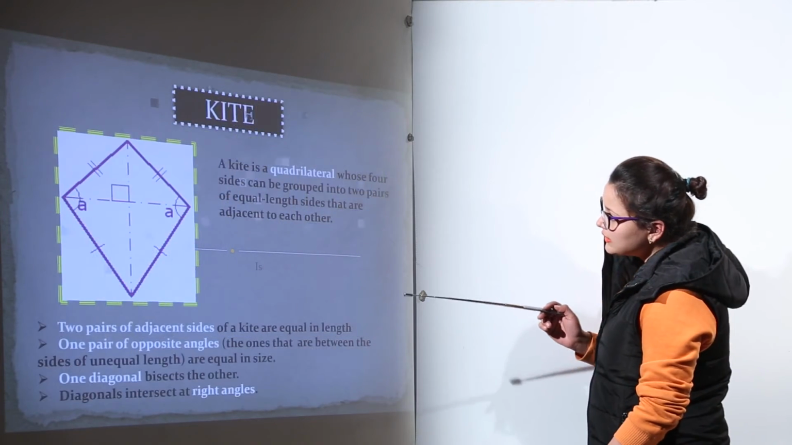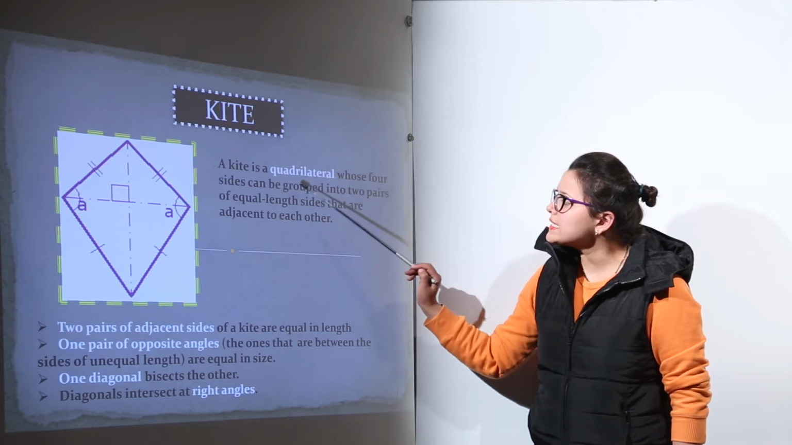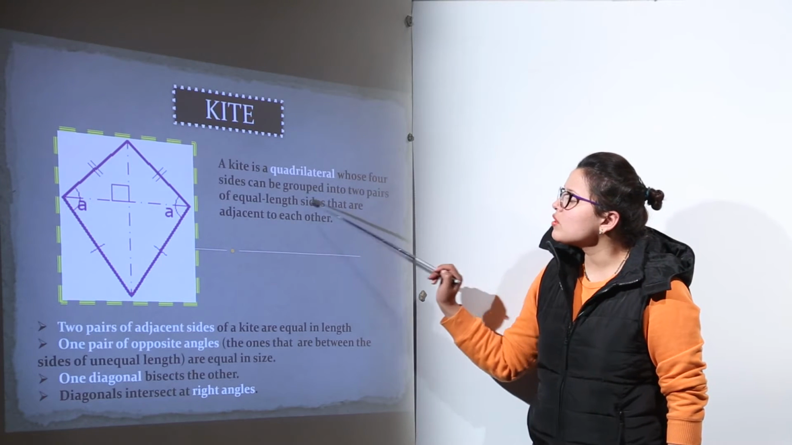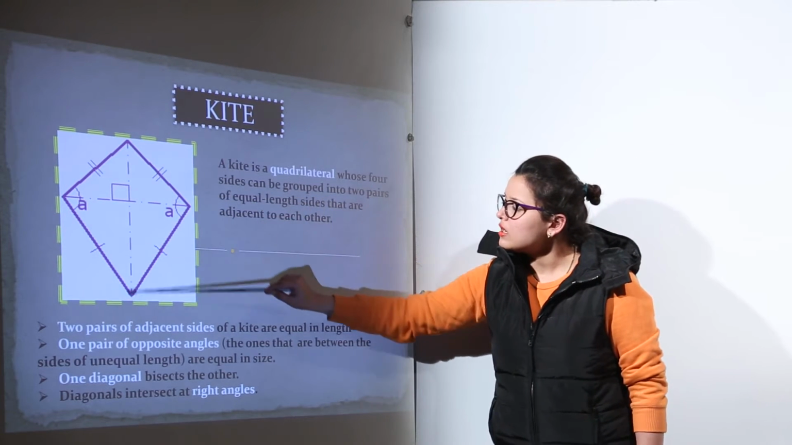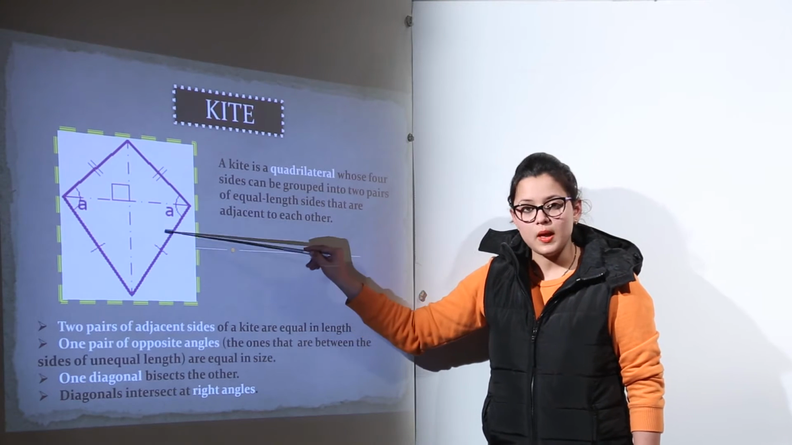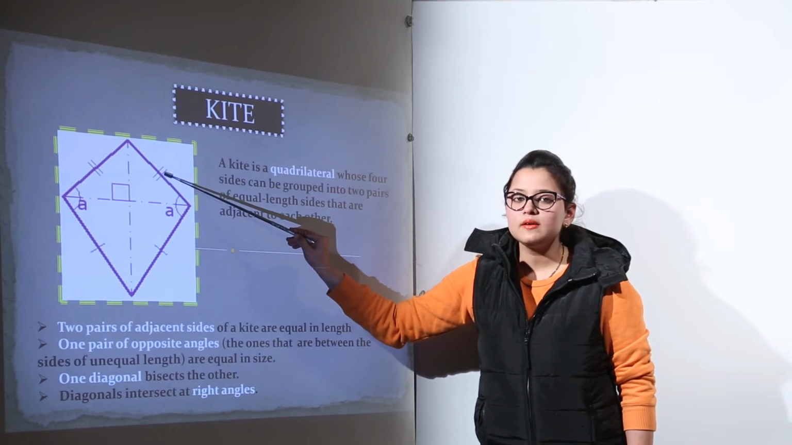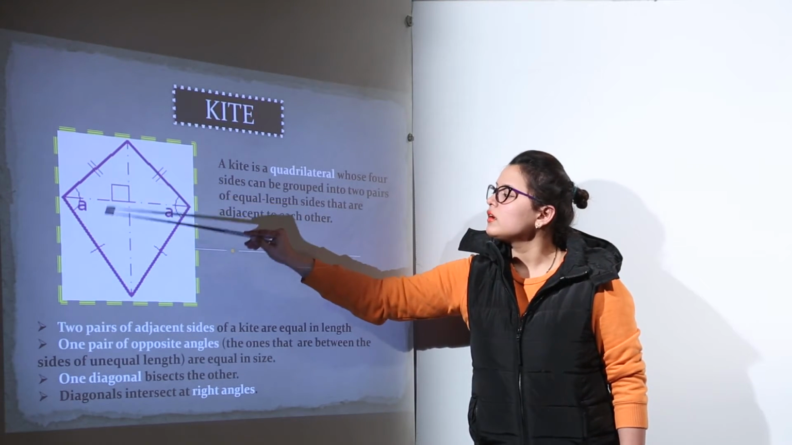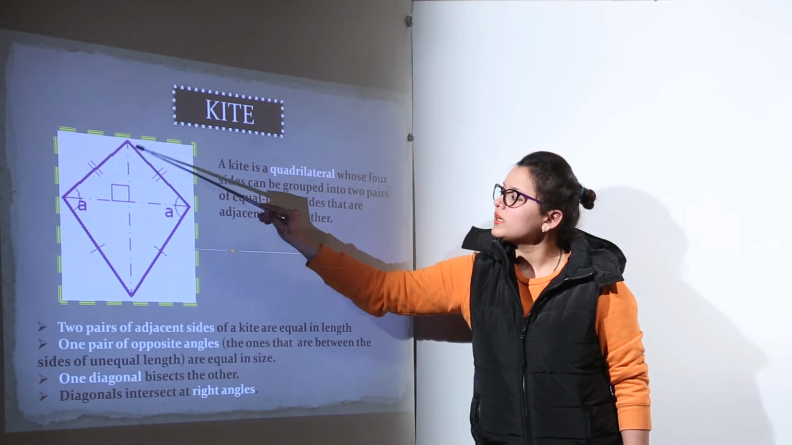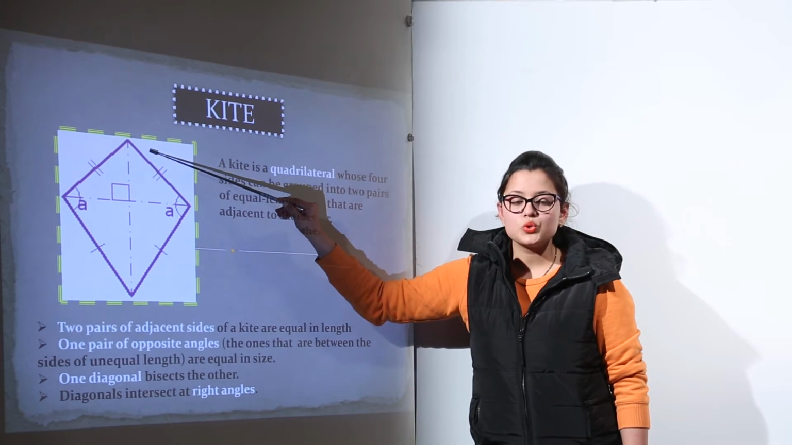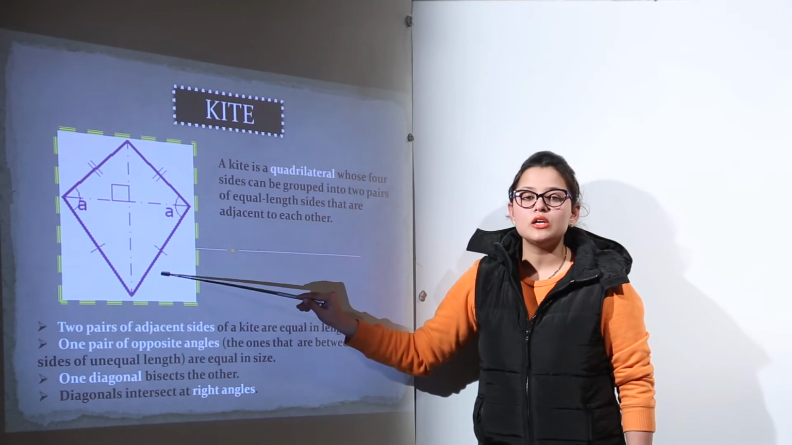Now the next is the kite. The kite is a quadrilateral whose four sides can be grouped into two pairs of equal length sides that are adjacent to each other. Now you can see over here a four-sided quadrilateral, but over here the adjacent side, this side is adjacent to this side. The adjacent sides, there are two pairs of adjacent sides equal to each other. Now you can see these two are adjacent sides and they are equal to each other also, as well as the other two sides, this one and this one, both are equal to each other.